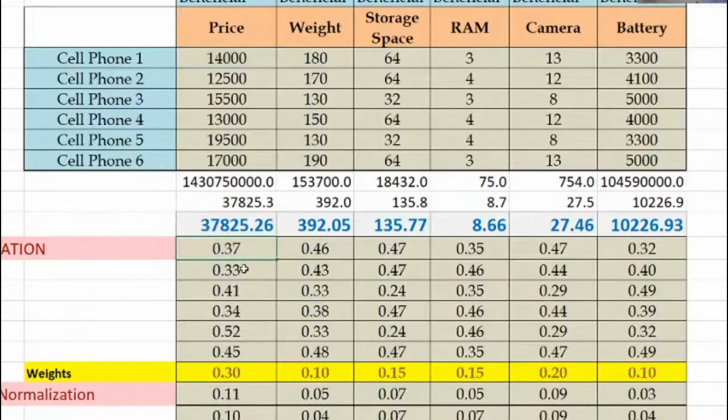You can see for the second cell we just go below. So 12,500 divided by 37,825.26. That means this is the second value. Then this is the third value. Like this, we simply go on copying the formula. You can even do it in a simple way by locking this cell, because the E15 cell is common for all the cell values. So we can make it $E$15, and by using that I can lock the cell and get all the normalized values.